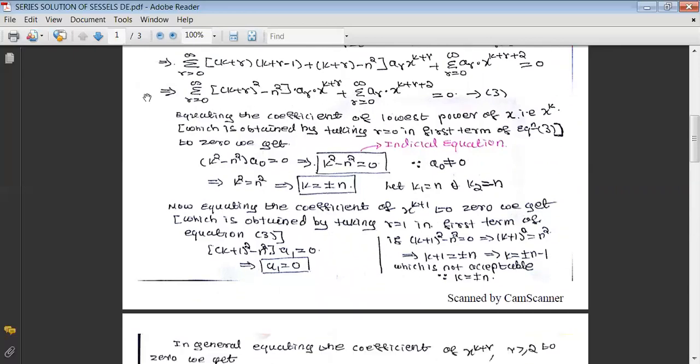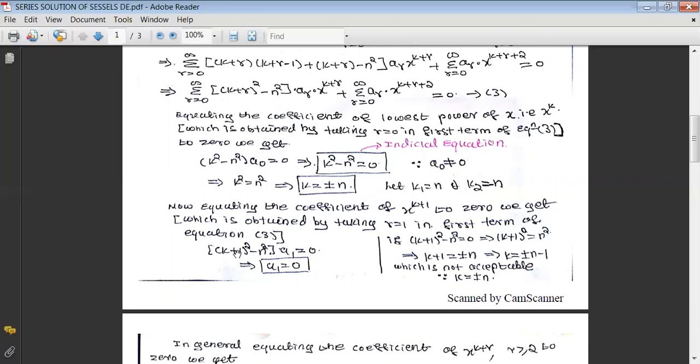Now concentrate on the first term of equation 3 and take the coefficient by taking r equal to 1, which is obtained by taking r equal to 1 in the first term of equation 3. Now concentrating on the coefficients and taking r equal to 1, we get k plus 1 whole square minus n square into a1. That is, k plus 1 whole square minus n square into a1 equals 0. Now, which one is going to be 0? Whether a1 equals 0 or k plus 1 whole square minus n square equals 0.